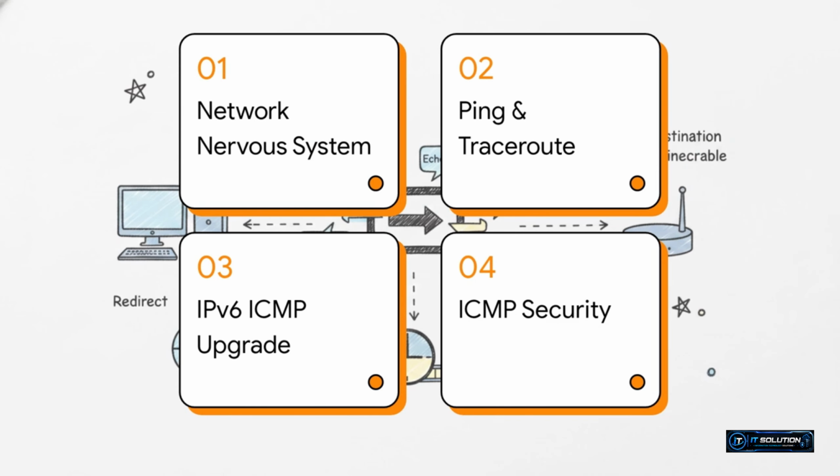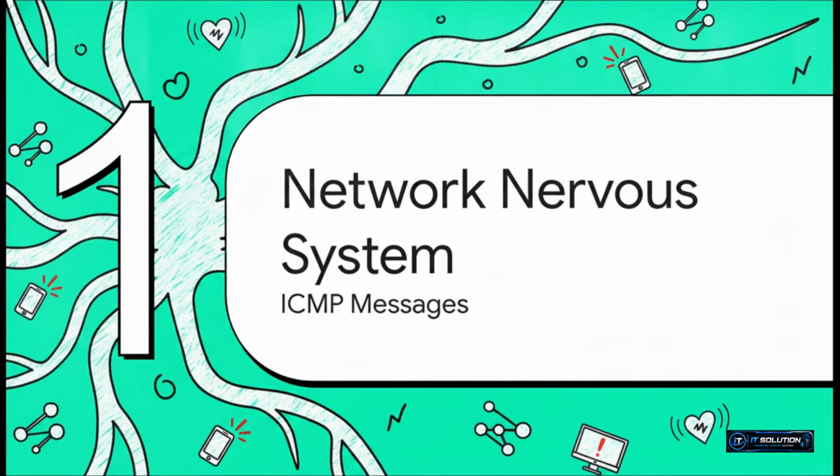Here's our roadmap for today. We're going to cover: 1. The network's nervous system, 2. Diagnostics with ping and traceroute, 3. The IPv6 ICMP upgrade, and 4. ICMP security and vulnerabilities.